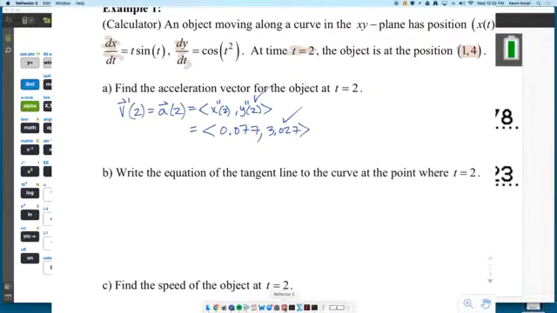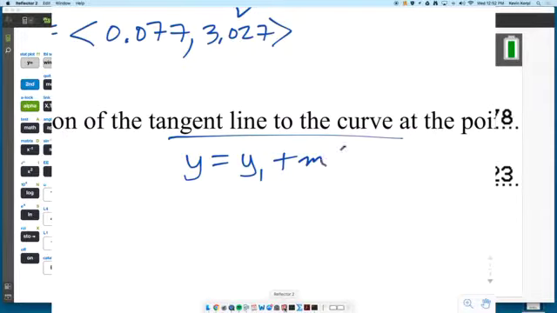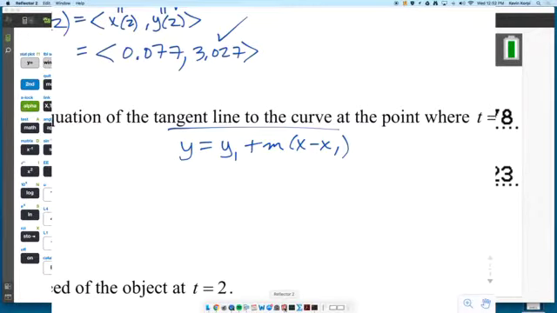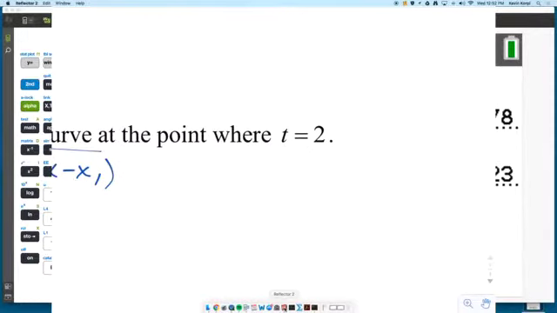Part B, write an equation for the tangent line to the curve at t equals 2. And when we talk about an equation of a tangent line, we're back to the same old thing. We want y sub 1 plus the slope times x minus x sub 1. So there will be no t's involved in our equation. So what do we need for the equation of a tangent line? All year long we've needed 2 things, a slope and a point. So the first thing we need is the point at t equals 2.